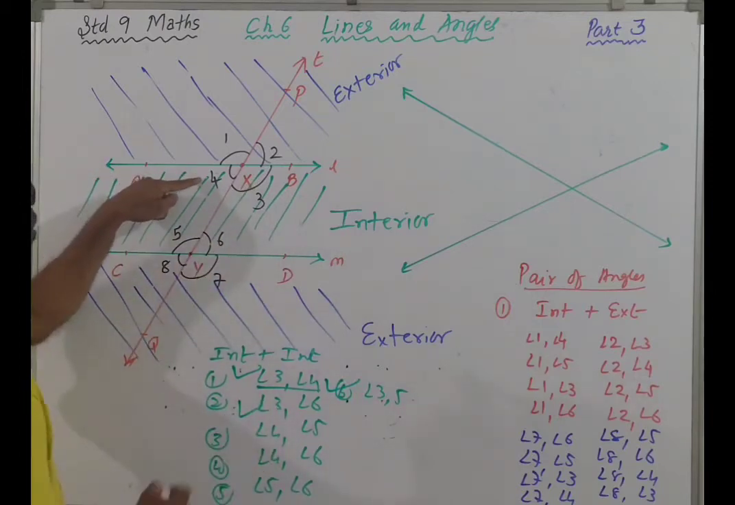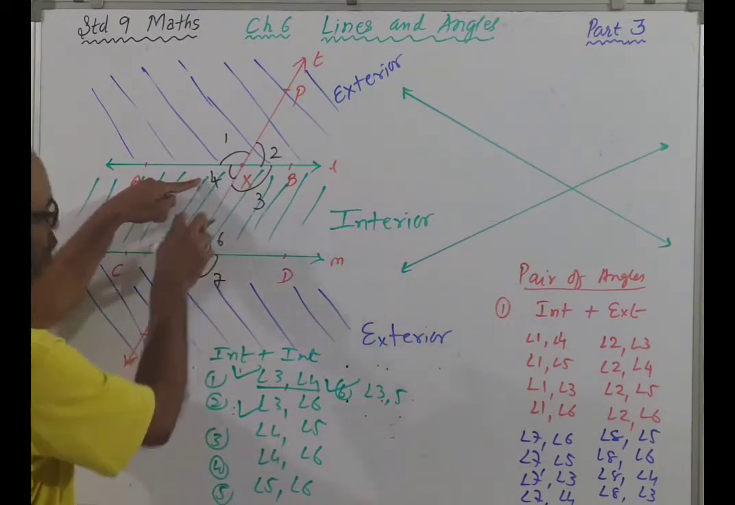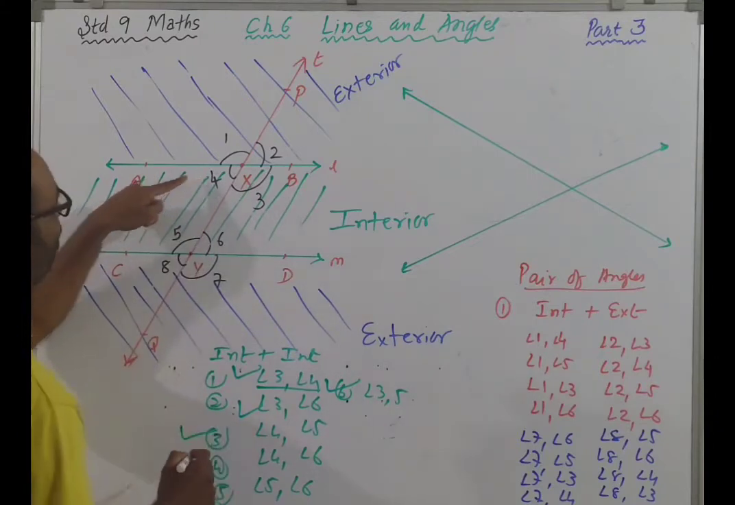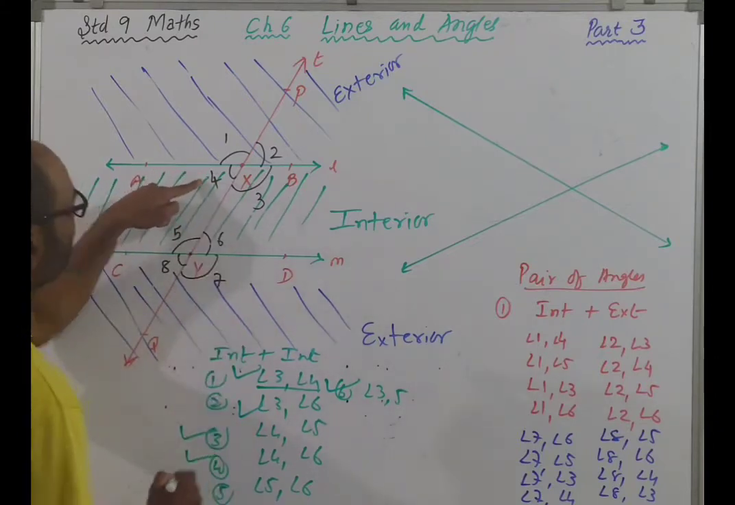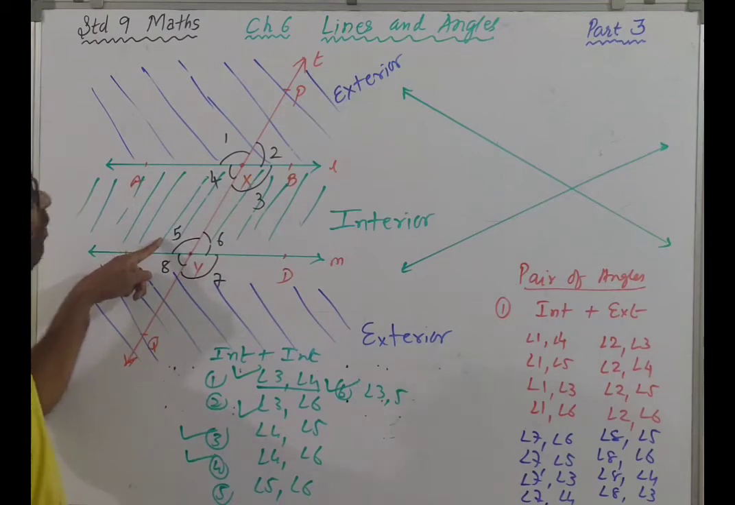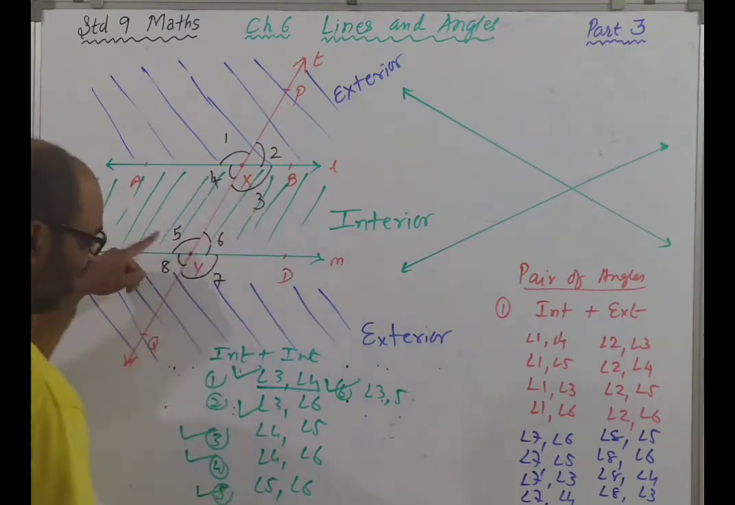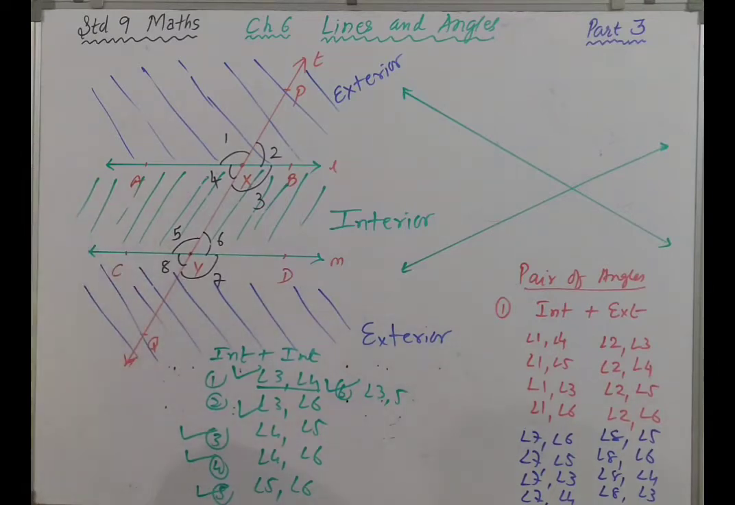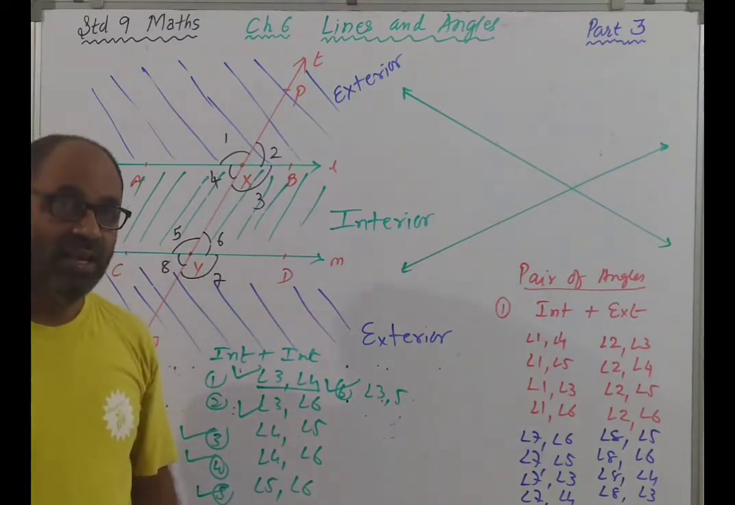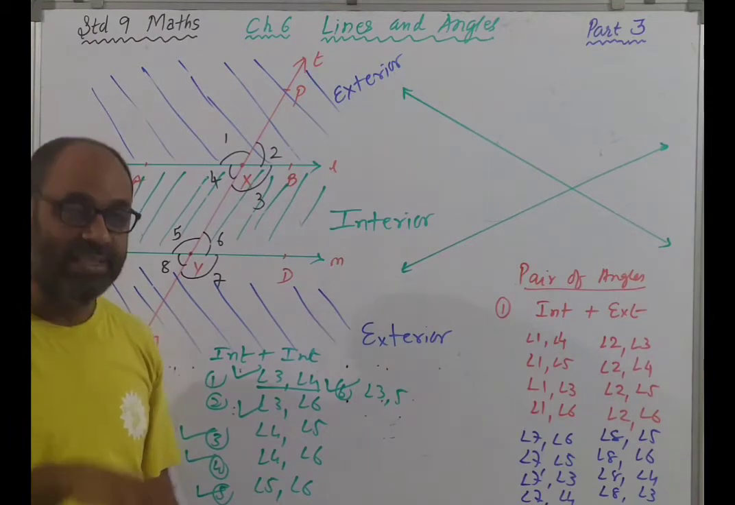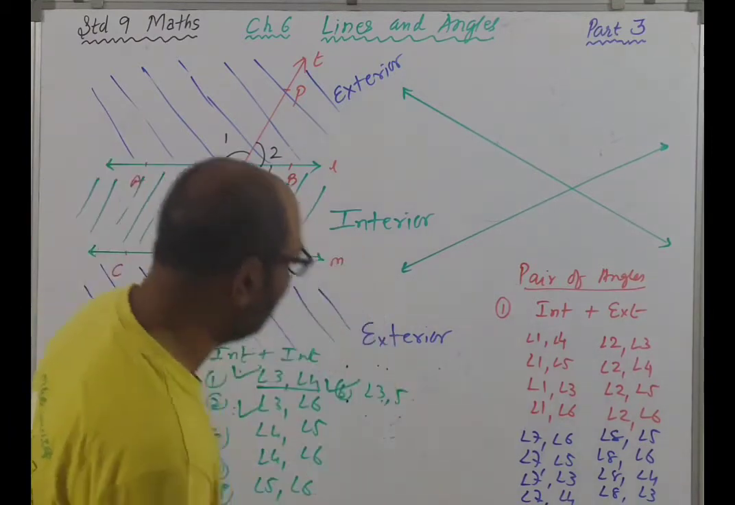Then I start with 4. 4 3 नहीं लेना है. 4 5, here it is. 4 6, here it is. Then I start with 5. 5 4, 5 3 आ गया. 5 6, here it is. So you are going to get 6 pairs of angles, and both these angles lie in the interior.